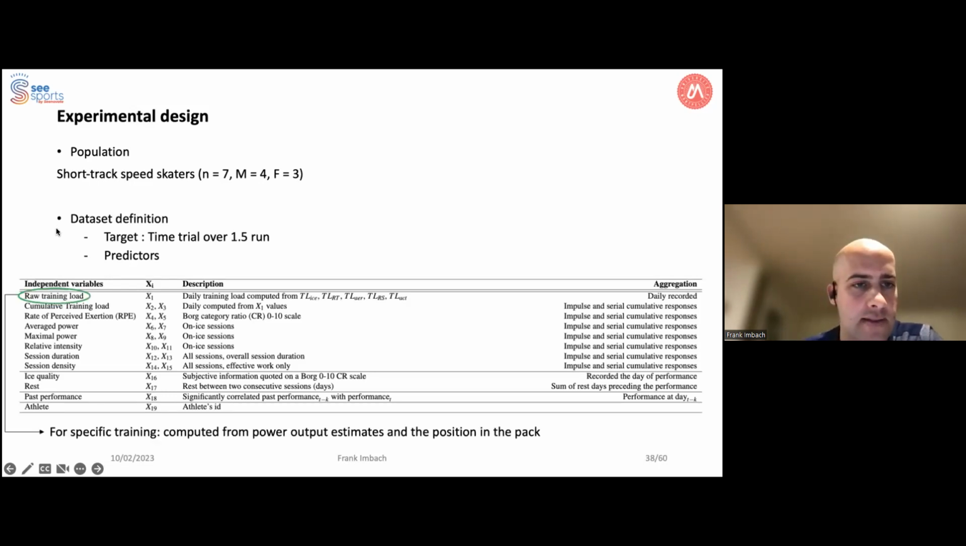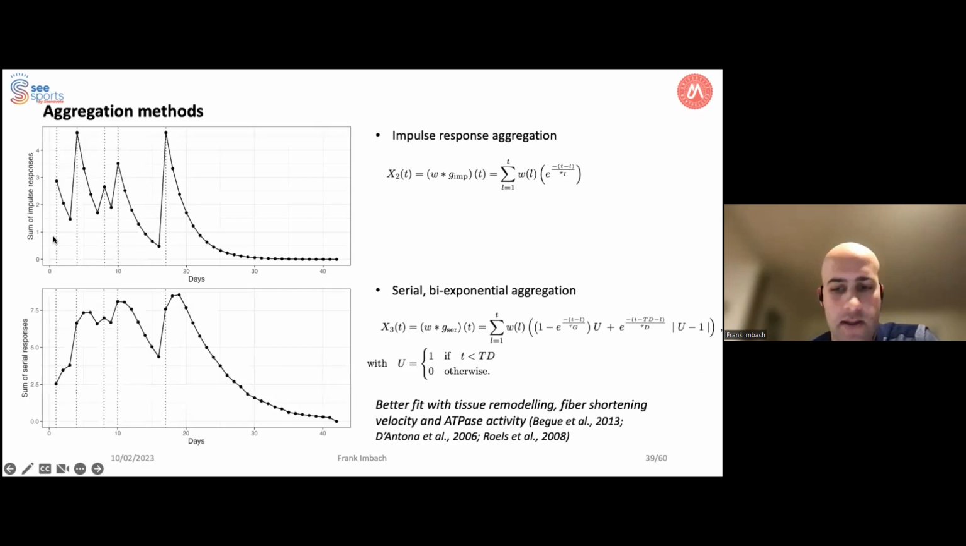And let's take a look at this one. We computed two kinds of cumulative responses from raw training loads, which can be represented here. The first one is just an impulse response aggregation as done in a Banister model. So it is just an exponential aggregation with an exponential decay over time of the value. And then we computed a serial bi-exponential aggregation, which accounts for some physiological adaptations such as tissue remodeling, fiber shortening, velocity, and adipose activity. So we have an increase just right after the training, and then a decrease over time.